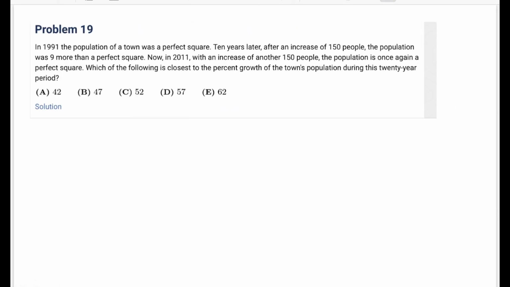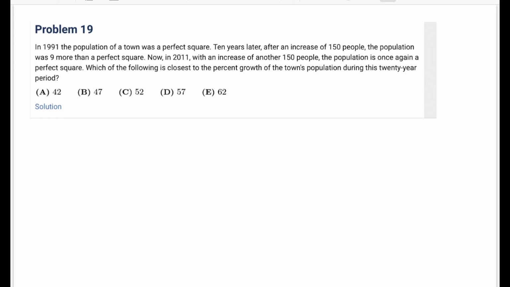19. In 1991, the population of a town was a perfect square. 10 years later, after an increase of 150 people, the population was 9 more than a perfect square. Now, in 2011, with an increase of another 150 people, the population is once again a perfect square. Which of the following is closest to the percent growth of the town's population during this 20-year period?